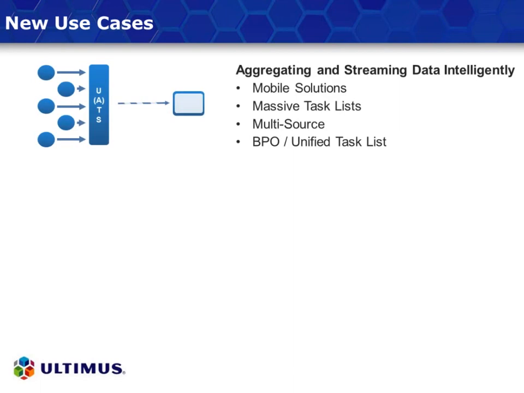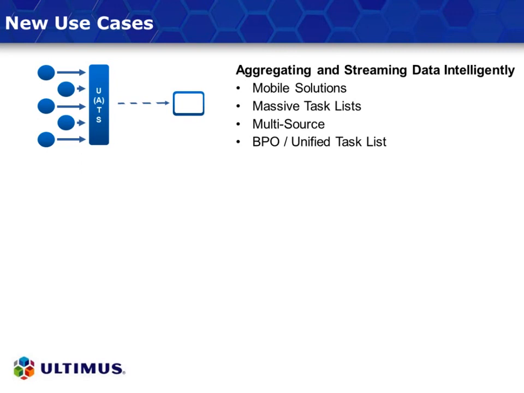So if we look at the use cases, there are basically three different use cases. It starts with the aggregating and streaming of data and transferring that over to the client very intelligently. So what you can do is you can aggregate information, as you can see with the dots on the left-hand side, the UATS can aggregate it and transfer it and stream it over to the client. That works very well for mobile solutions, but also for task lists that have thousands of tasks in them. So, very, very heavy front-end solutions in terms of task lists.